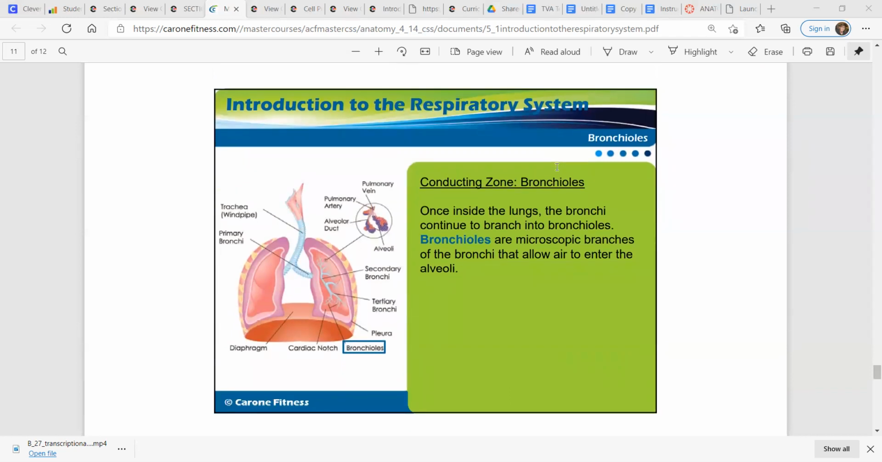Then once you're inside of the lungs, the bronchi continue to branch into little bronchioles. And bronchioles are microscopic branches of the bronchi that allow air to enter the alveoli. The alveoli.